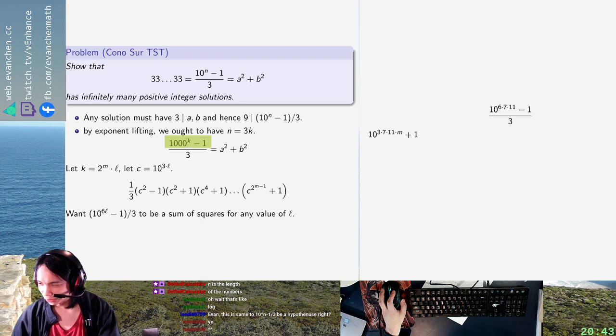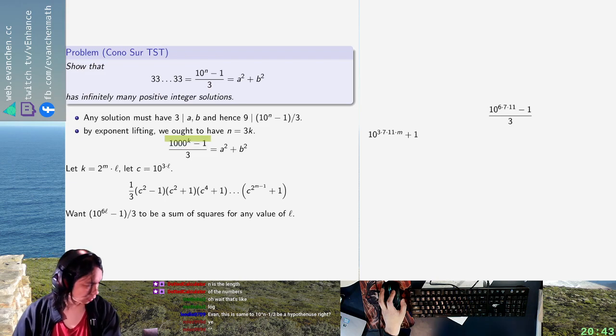What about k equals 5? Jesus Christ, 1, 1, 1, 1, 1, 1, 1, 1. That does not have any reasonable decomposition, does it? Yeah, it's equivalent to being a hypotenuse.